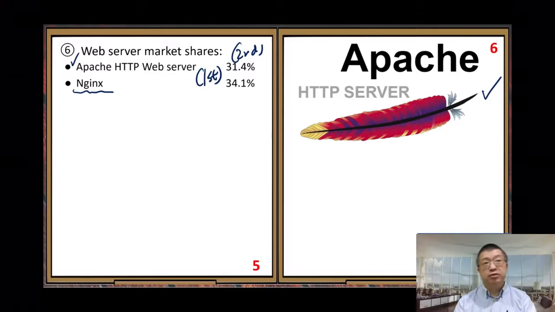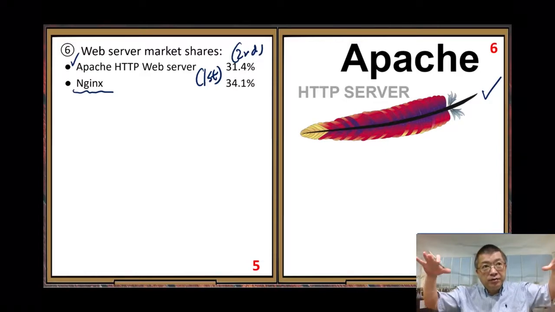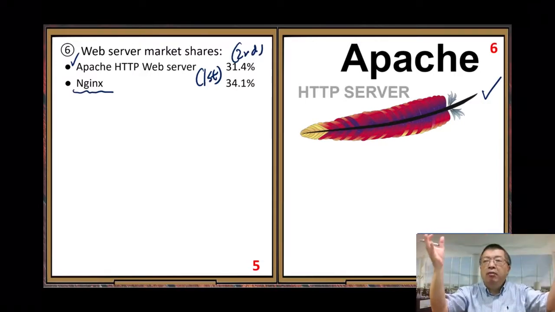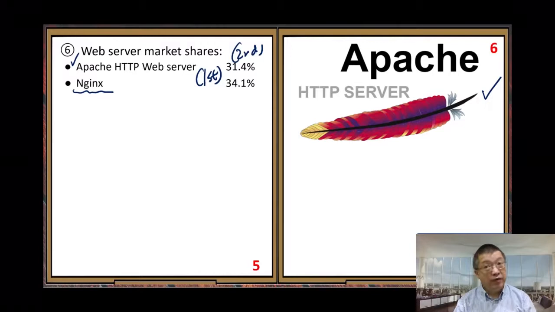Those are advanced features missing in Apache HTTP server. So for that reason, for many companies, when their business grows bigger and bigger, they need more and more advanced features. So for that reason, some of them switch to Nginx web server from Apache. So that's the reason you can see the market share changing trend.